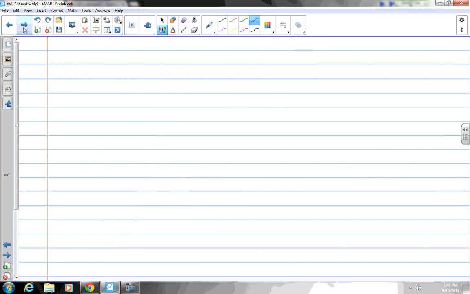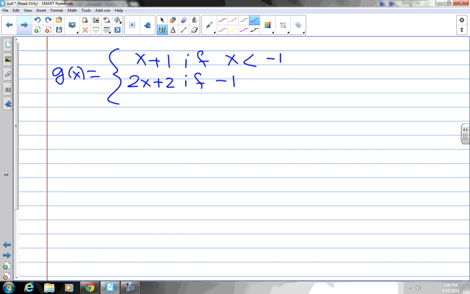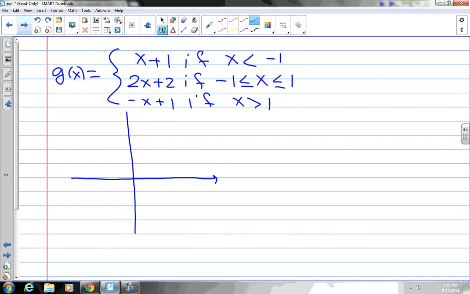Let's try another one. What if I define a function x plus 1 if x is less than -1, 2x plus 2 if x is between -1 and +1, and then -x plus 1 if x is greater than 1. I just want to graph this. And I'm going to do this directly without graphing all lines and erasing things.